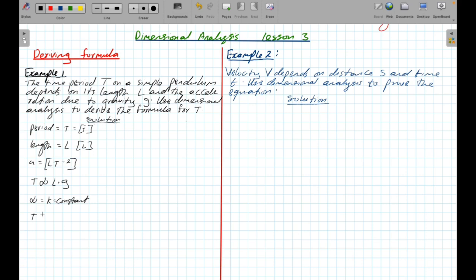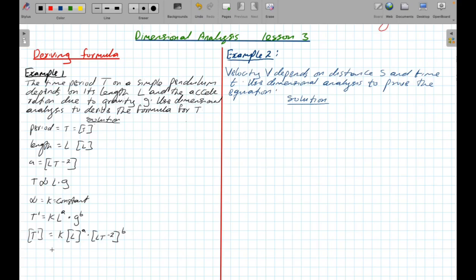Now let's assume that t is equal to k L raised to the power of a, and g raised to the power of b. T is raised to the power of 1 here. Now let's take the dimensional relationship between this expression. Now we're going to have T raised to the power of 1 equal to k, the dimension of L raised to the power of a, multiplied by the dimension of acceleration due to gravity, LT raised to the power of minus 2, raised to the power of b.